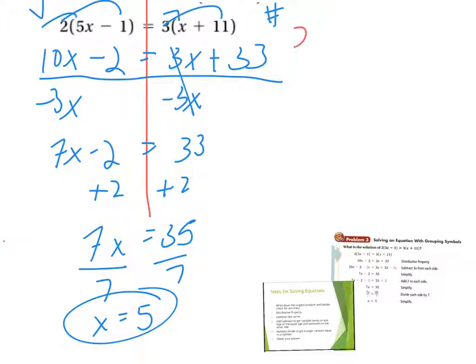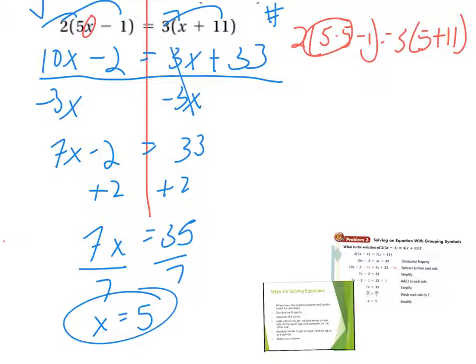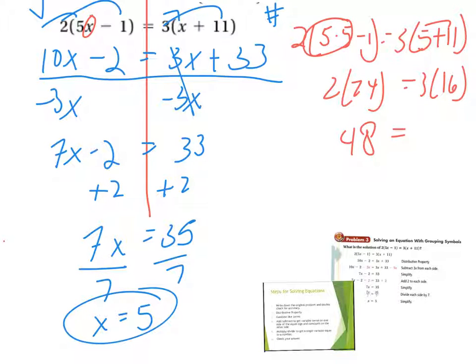So I've got 2 times 5 times 5, right, because there's an x there, minus 1, equals 3 times 5 plus 11. So let's see, in here 5 times 5 is 25, minus 1 is 24, so 2 times 24. Over here, 5 plus 11 is 16, so 3 times 16. 2 times 24 is 48. Well, so is 3 times 16, right? Yep, 3 times 6, 18. Yep, so 48. So my answer works. The check proves it. X is 5.